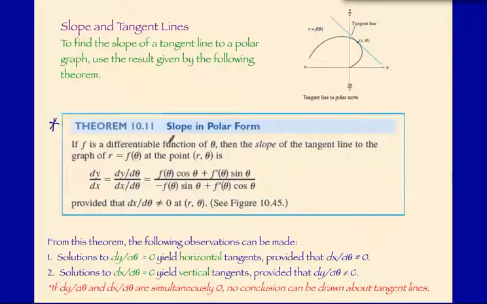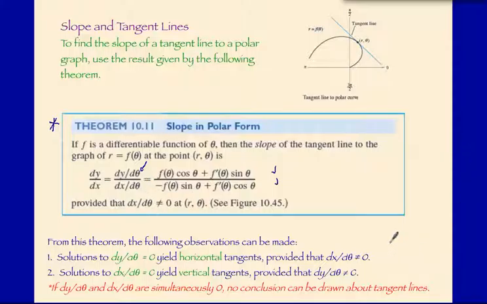Essentially, notice that if f is a differentiable function of theta, then the slope of the tangent line to the graph of r equals f of theta at the point (r, theta) is dy/dx, which is dy/d theta over dx/d theta, a series of derivatives of the equations in polar form. But chances are you're going to be using rectangular form anyway. This should look familiar because this is the first derivative of a set of parametric equations, dy/d theta over dx/d theta. From this theorem, the following observations can be made.